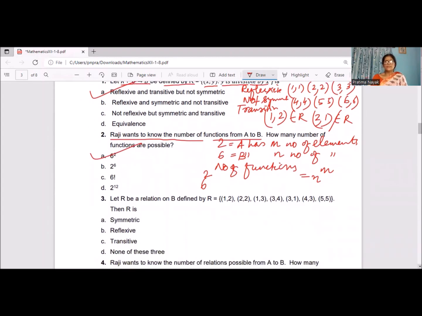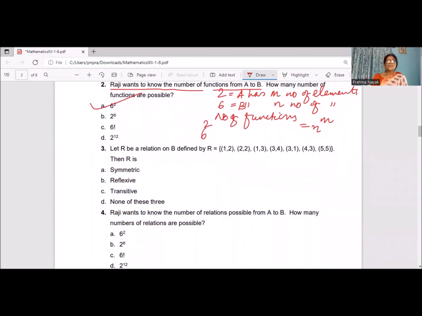Then coming to part 3. Let R be a relation defined by R = {(1, 2), (2, 2), (1, 3), (3, 4), (3, 1), (4, 3), (5, 5)}. What type of relation is R? Whether it will be symmetric, reflexive, or transitive. It is not reflexive. Why? (3, 3) is not there. (4, 4) is not there. So it is not reflexive.